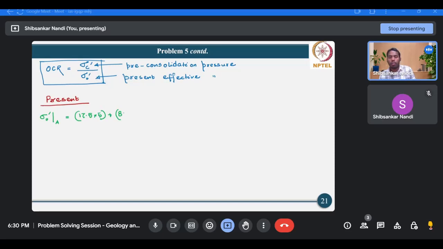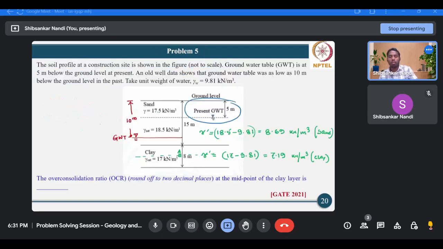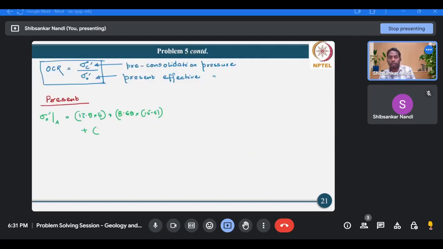So 8.69 multiplied by 15 minus 5, plus the clay portion, that is 7.19 multiplied by 4. Okay, so if we calculate 17.5 into 5, 8.69 into 10 plus 7.19 into 4, it's 203.16 kilonewton per meter square.